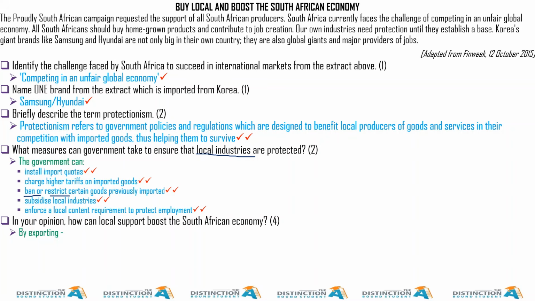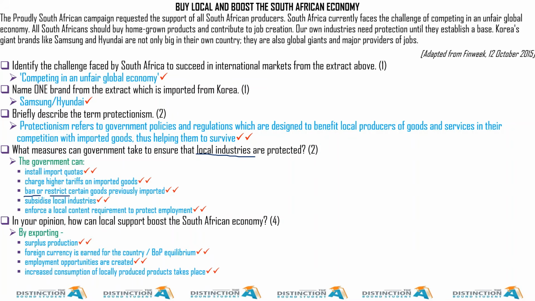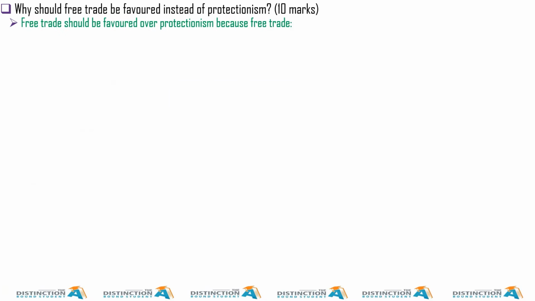In your opinion, how can local support boost the South African economy? By exporting. So this one here is now export promotion. Surplus production. We produce more because we want to sell to other countries. Foreign currency is earned for the country, BOP equilibrium, or reduction in BOP deficits, or a surplus. Employment opportunities are created where? Locally. So it's a good thing. Increased consumption of locally produced goods, like that. All right, so that's it with this one.